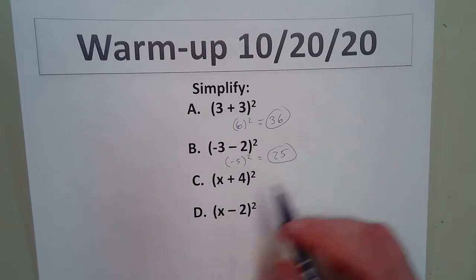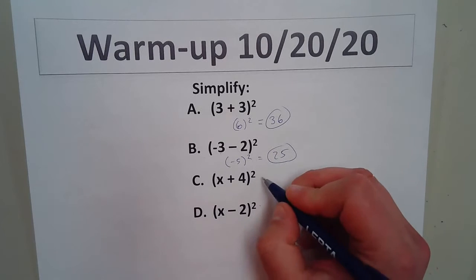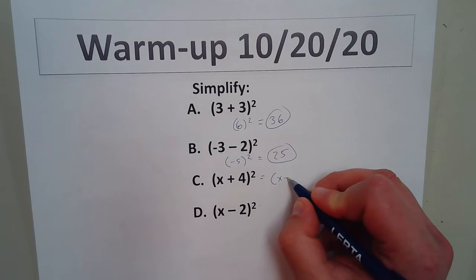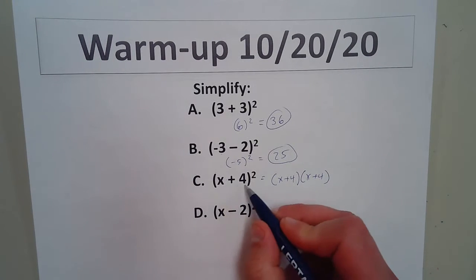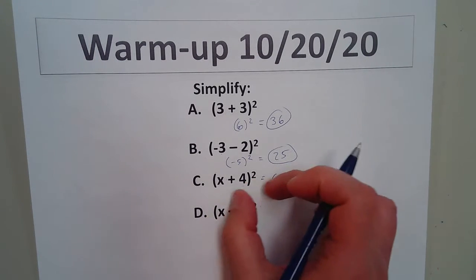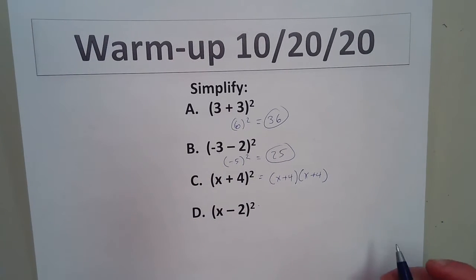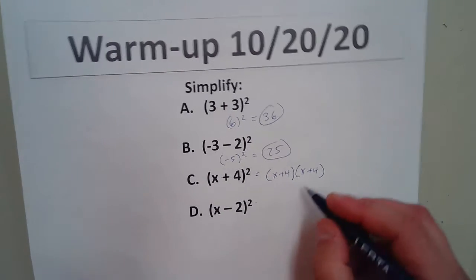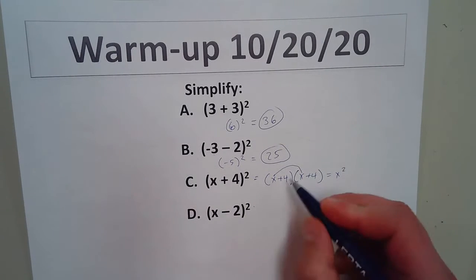The next two have variables in them, and we can't add x and 4 because those aren't like terms. So what we have to do instead is write this in expanded form. What expanded form means is (x plus 4) squared means that you're doing (x plus 4) times (x plus 4). Now that it's written like this, you can use your distributive property, or maybe you've heard it called FOIL. And that's where you're going to go, all right, x times x, that's x squared.